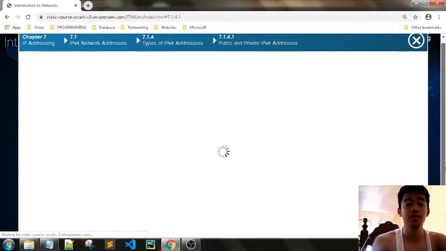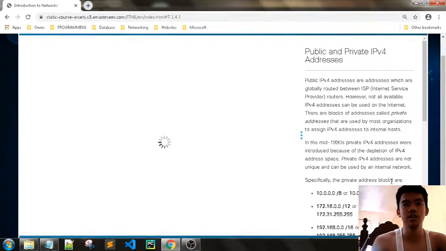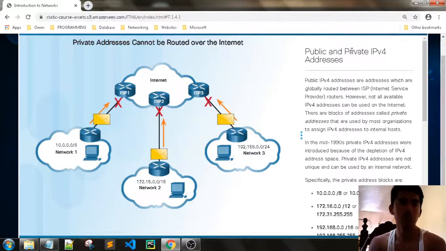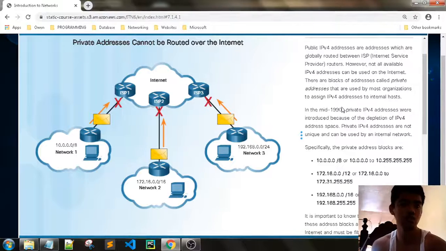Public and private IPv4 addresses. We have public IPv4 addresses, which are the addresses that can be routed on the internet. The private addresses are the addresses that we use on our local network.